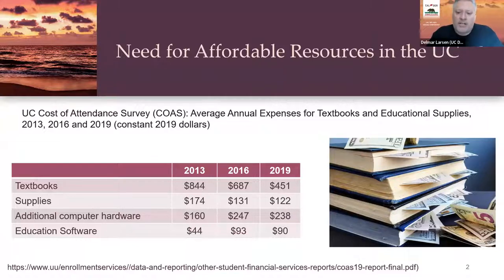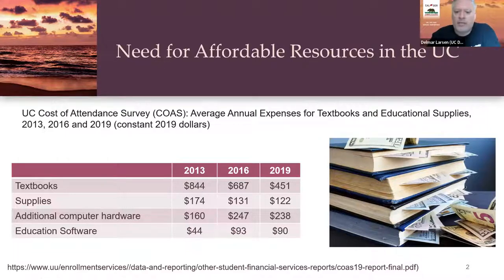I just want to give a few numbers associated with the University of California, which is essentially a metric of costs associated with textbooks, supplies, and software and hardware over 2013, 2016, and 2019, showing that while there's a good decline for several different reasons, there's still a sizable amount of money that students in the UC system have to pay in order to pursue their educational mission. This sums up to somewhere in the order of $900 per year, which is not different from other systems that are out there.